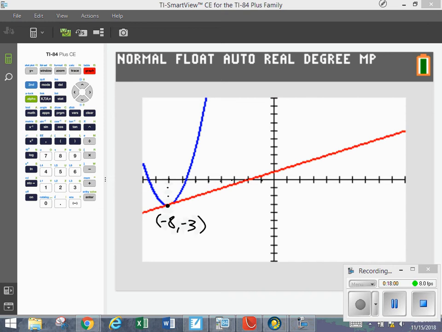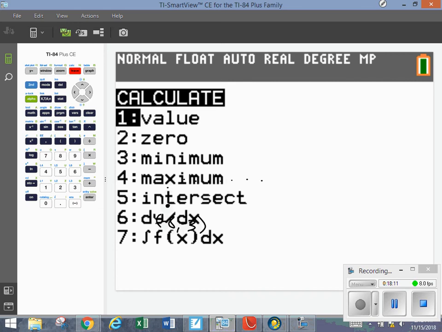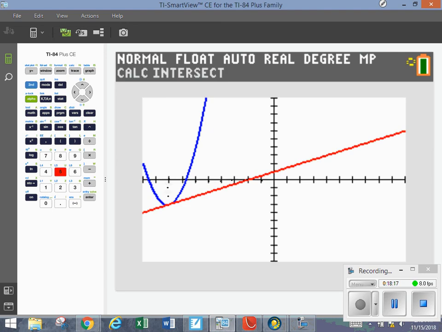If that's not perfectly clear from looking at it, you can also use your calculator to tell you. This is how it works. You're going to hit second, trace, and you're going to find the intersection. So 5.